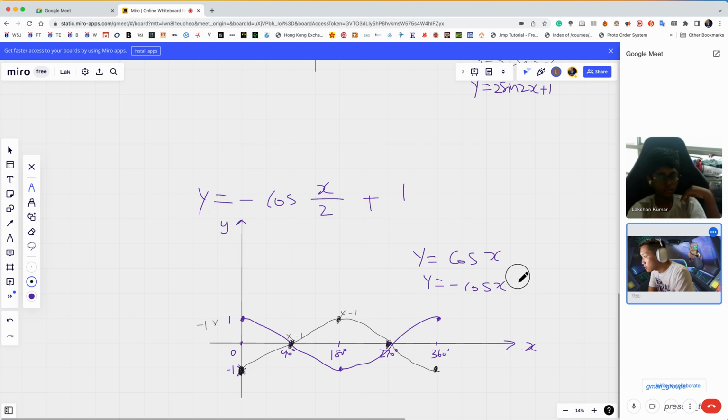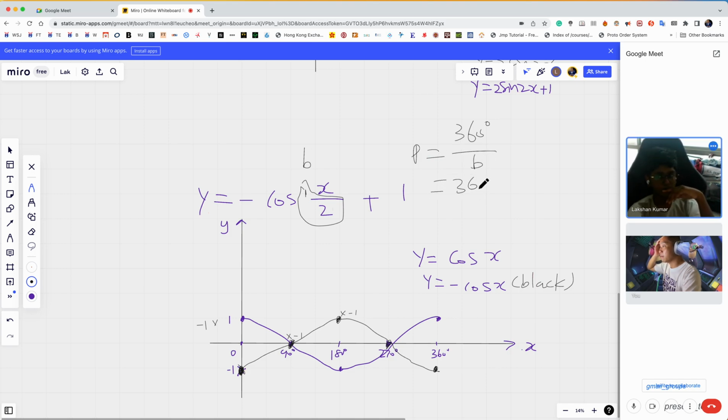Okay? So this is the black one. Now we need to take care of the half here. This is your period. So period is equal to what? 360 divided by b, right? So 360 divided by half, 0.5. So it's 720.